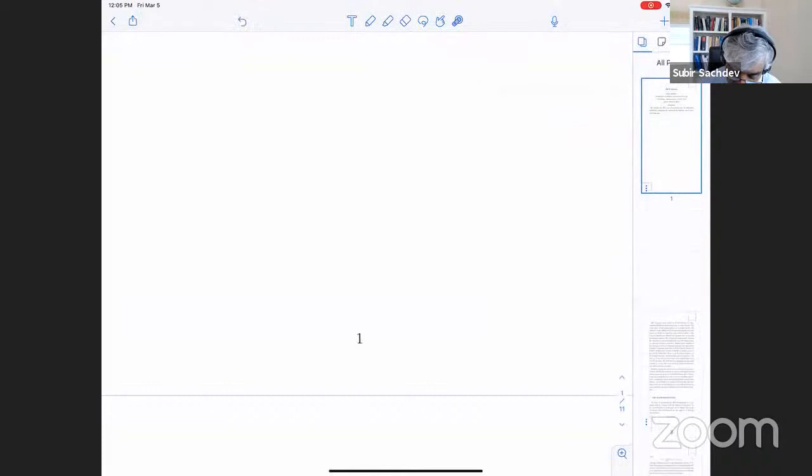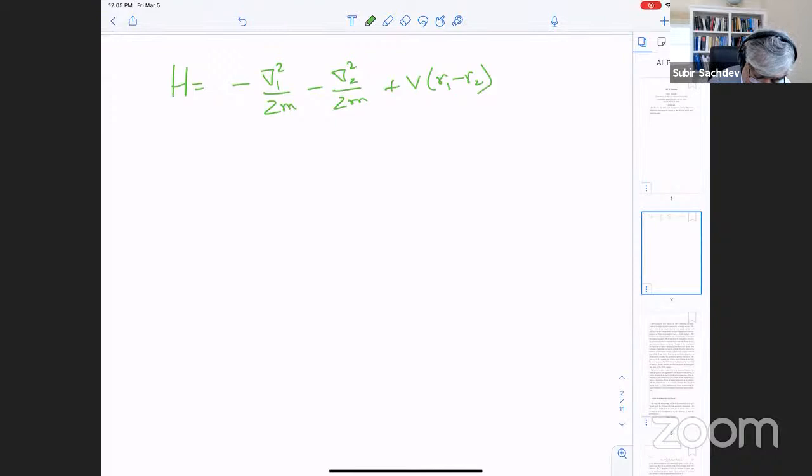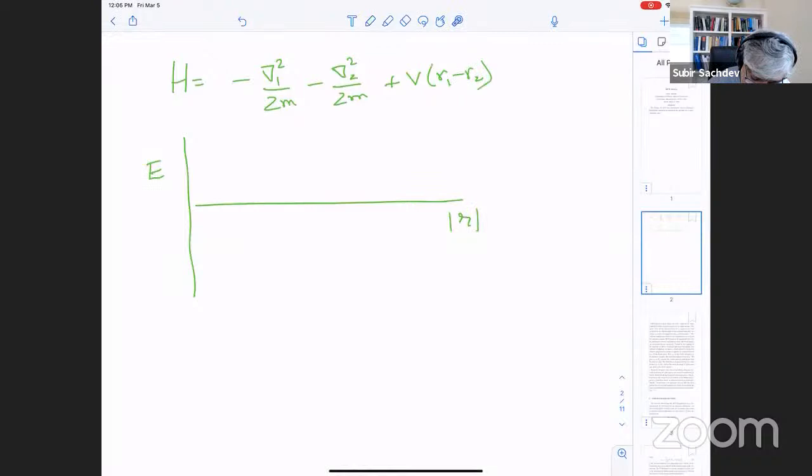Okay, so just consider, for example, two particles in free space. If you have a Hamiltonian of just two fermions, minus del 1 squared over 2m, minus del 2 squared over 2m, plus some interaction between them, V of R1 minus R2. And V of R is attractive. Here's some energy versus position. This is R, going along some direction, so it's not mod R, it's R. And V of R has some attractive well, something like this.